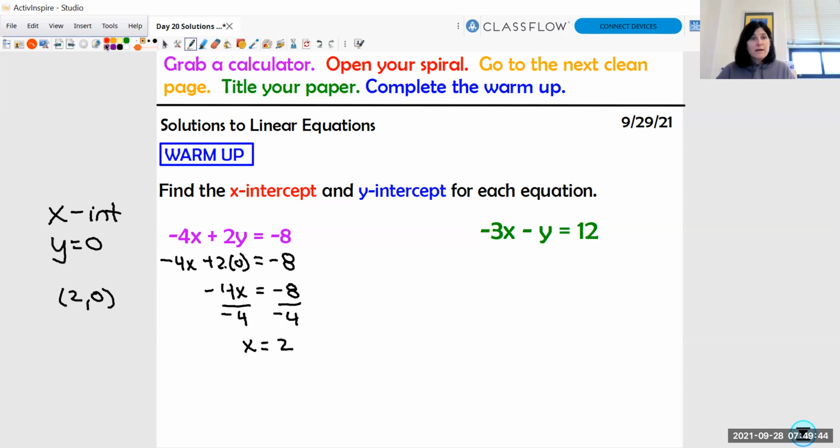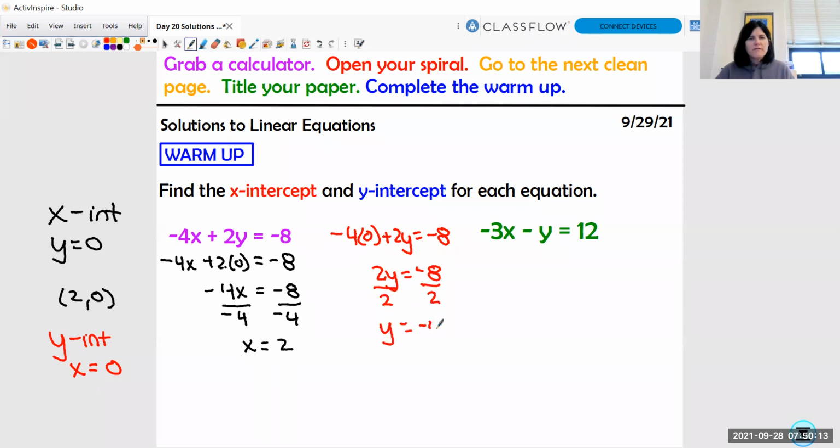To calculate the y-intercept, that is where our line crosses the y-axis. So x has to equal 0. So I'm going to write this equation again, but instead of an x, I'm going to put a 0. And so negative 4 times 0 is 0. We end up with 2y equals negative 8. And I'm going to divide both sides by 2, and I end up with y equals negative 4. So the y-intercept for that one is 0, negative 4.